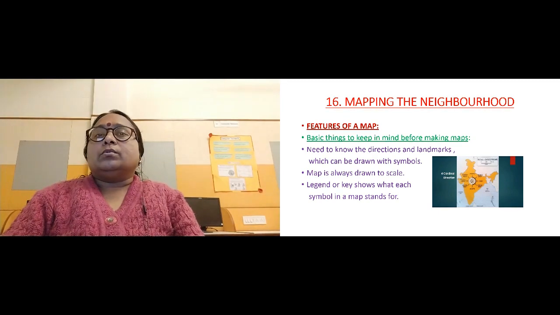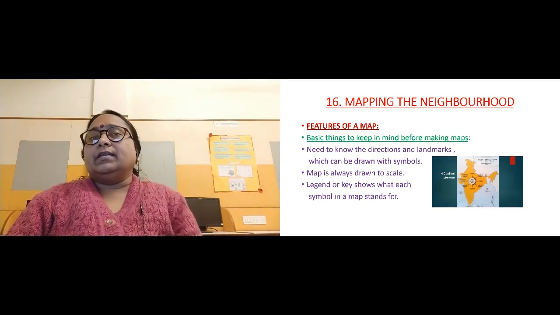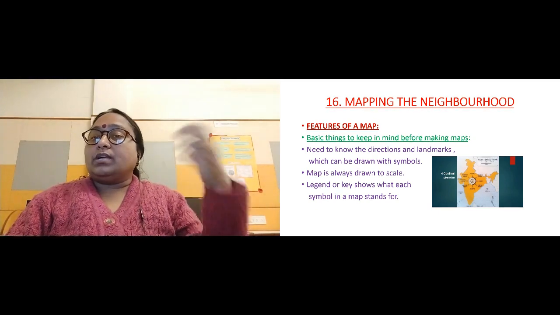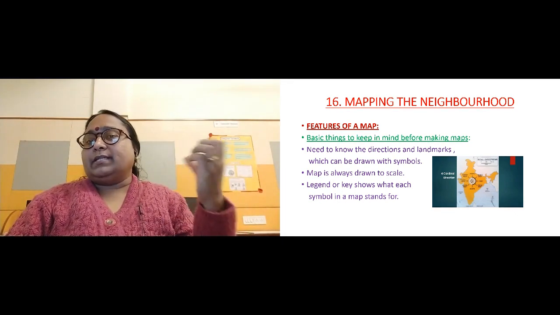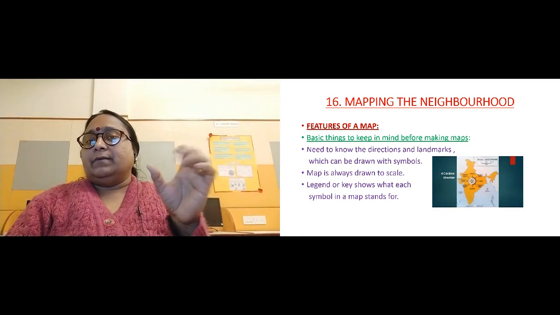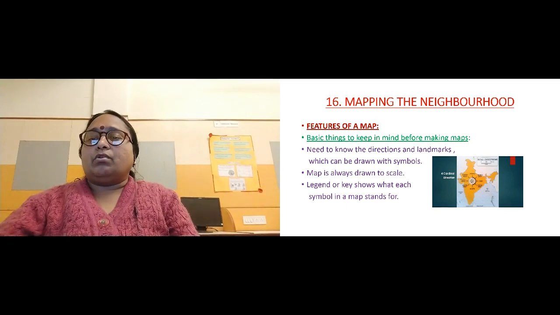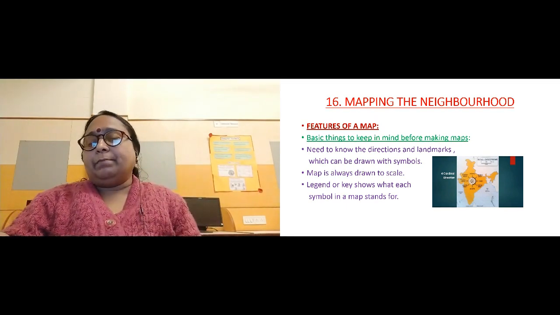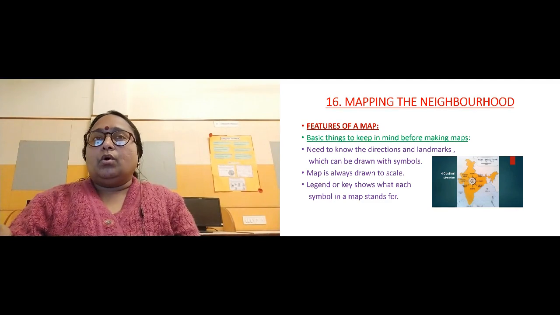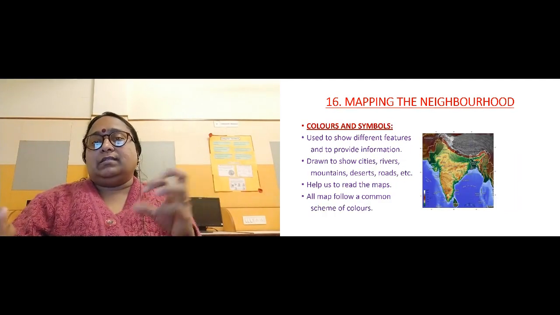Okay, so the legend or the key shows what the symbols in a map stand for. Simple. This legend is mostly drawn towards the end of the map, that we'll see later. Okay, now coming to the colors and symbols.